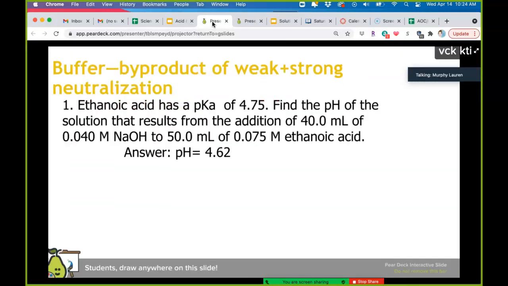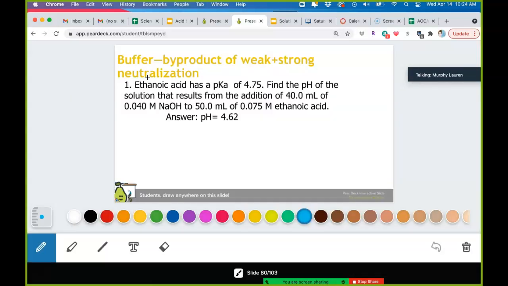Okay, so we're going to do a practice problem. Here we go. Ethanoic acid. Oh, that stupid fancy word. This is acetic acid. Ethanoic acid is acetic acid.